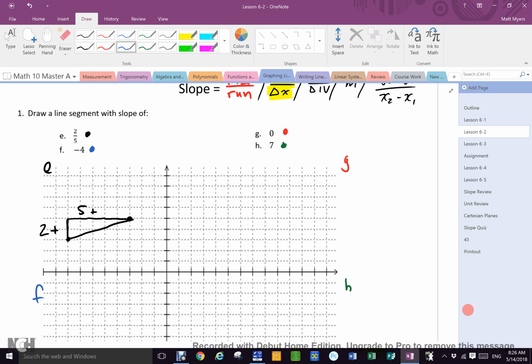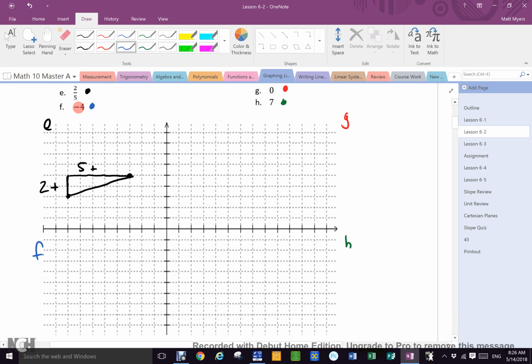F. What do I know about that? Does that fit any of our forms? Technically, it fits which one, Aiden? Rise over run, because that's really -4/1, isn't it? So I can put a dot anywhere in here. I'm going to put my dot right there. How do I do a rise of -4? I got to go down 1, 2, 3, 4. -4. Then how do I keep it negative?